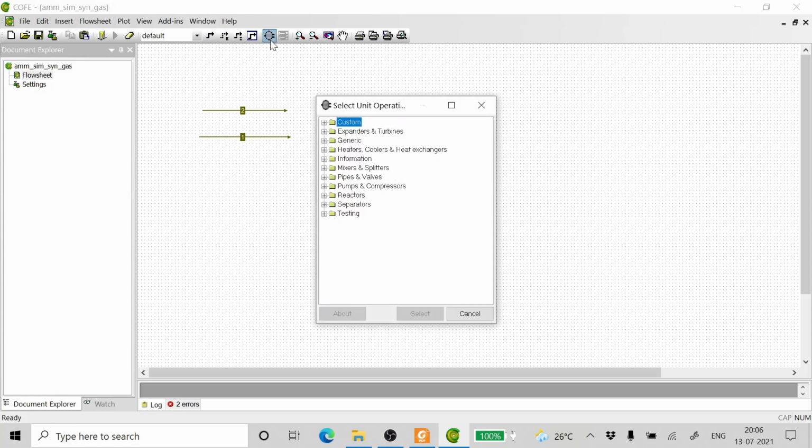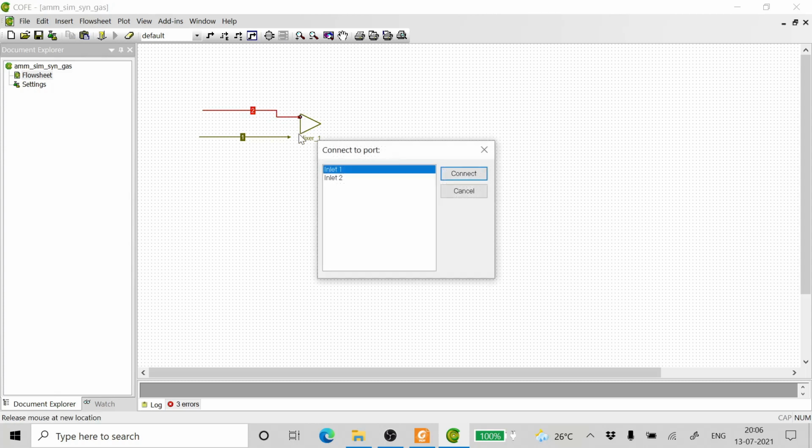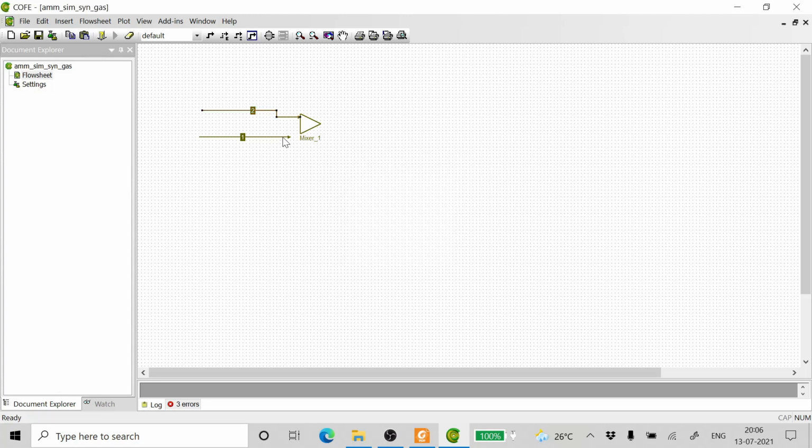So we go to the select unit operations and we go to the mixers and we select a mixer and put it. And we name it as mixer 1. We connect the streams. So we connect the steam stream to inlet number 2, the natural gas to inlet number 1, and the outlet from the mixer is drawn. So this is stream number 3.